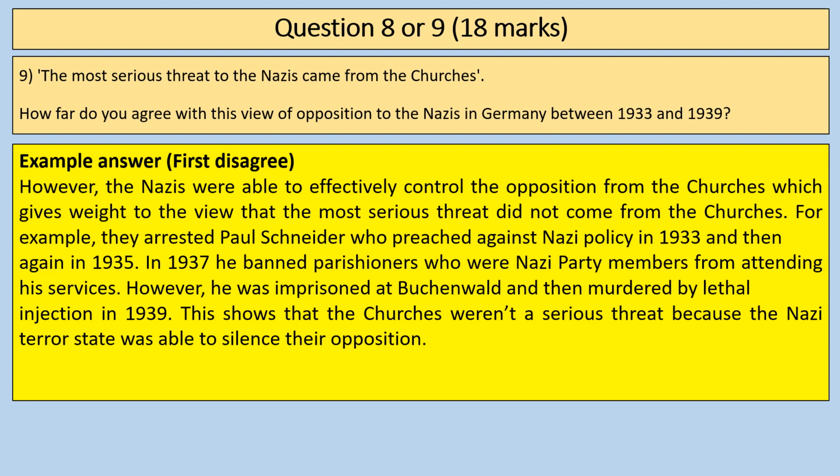Okay, the first disagree. However, the Nazis were able to effectively control the opposition from the churches, which gives weight to the view that the most serious threat did not come from the churches. For example, they arrested Paul Schneider, who preached against Nazi policy in 1933 and then again in 1935. In 1937, he banned parishioners who were Nazi Party members from attending his services. However, he was imprisoned at Buchenwald and then murdered by lethal injection in 1939. This shows the churches weren't a serious threat because the Nazis' terror state was able to silence their opposition.